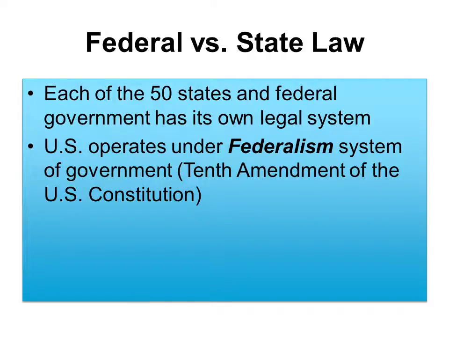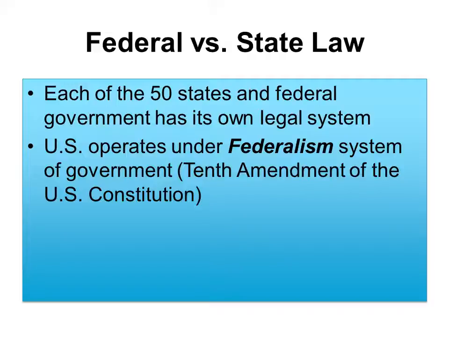So next, a short summary of the federal versus state law. Each of the 50 states and the federal government has its own legal system. We know this is true, and we have covered this already in a previous chapter where we learned about federalism, a system of government that operates with a large central government and then smaller regional governments, each able to make their own laws. And again, as I pointed out in the previous discussion about federalism, that is through the 10th Amendment of the United States Constitution.